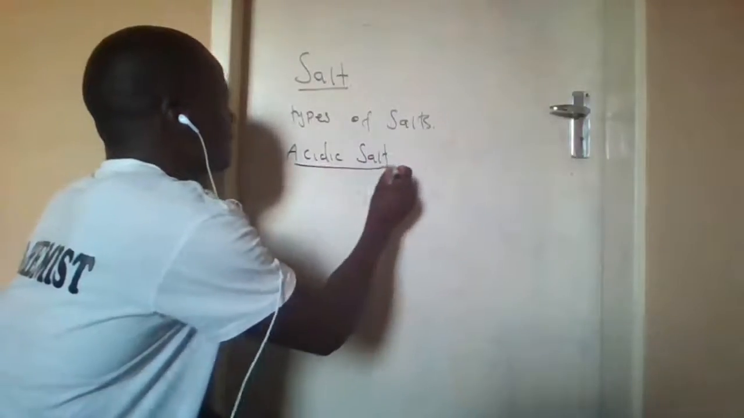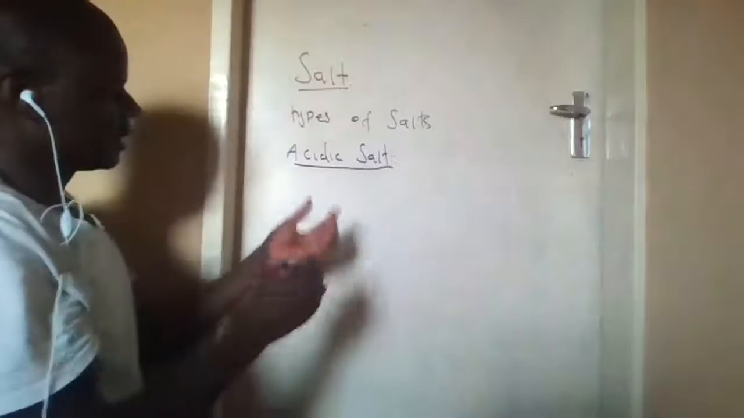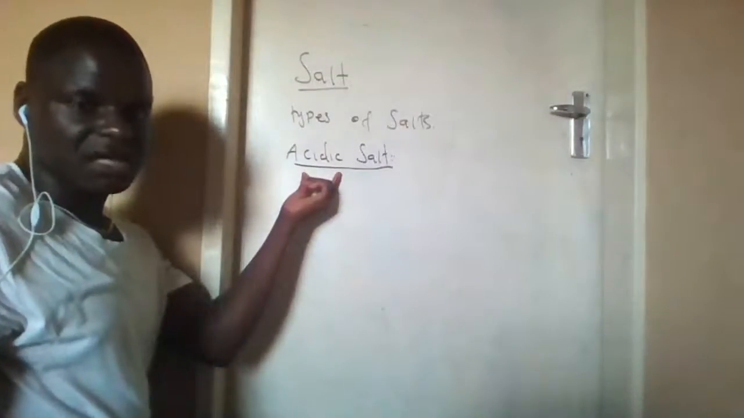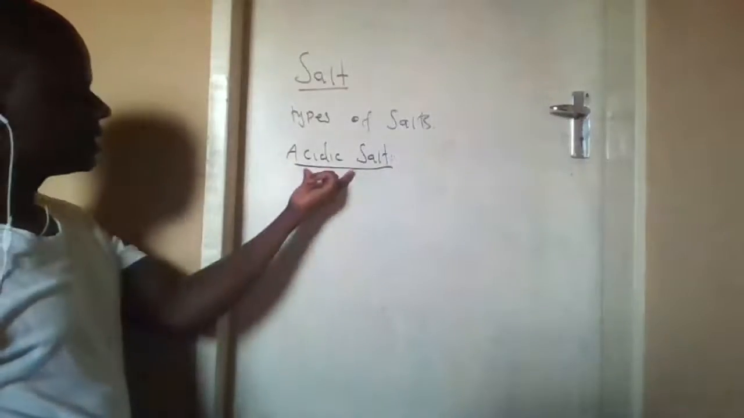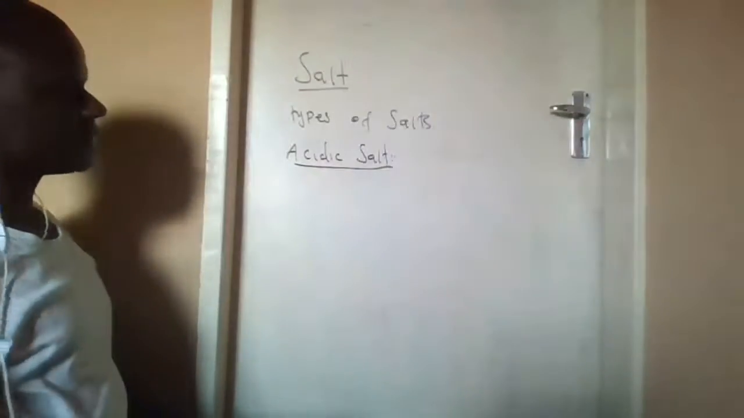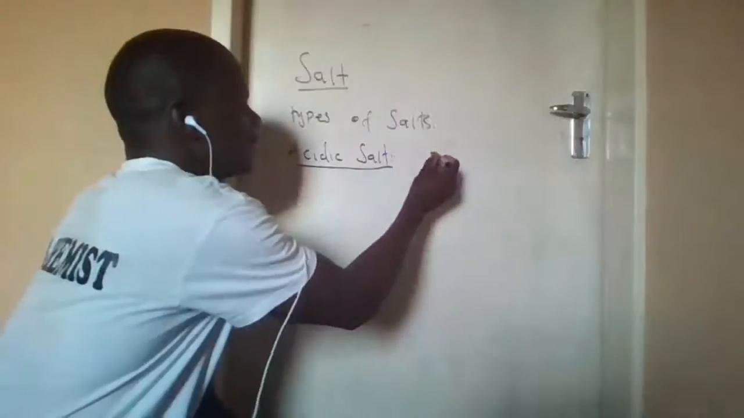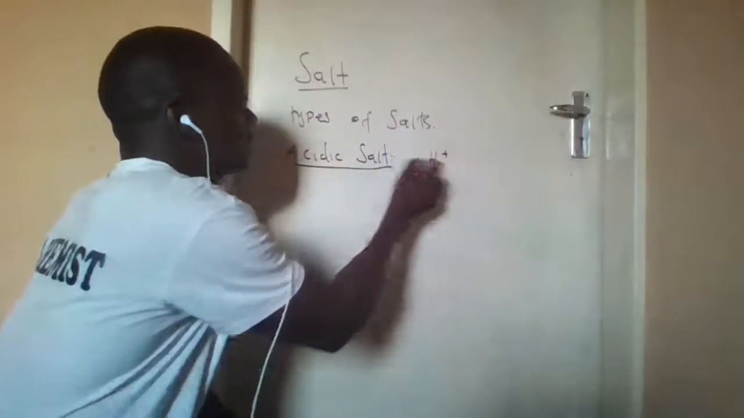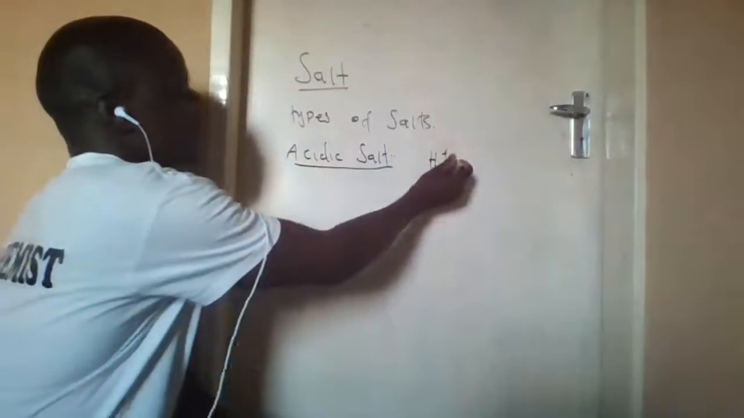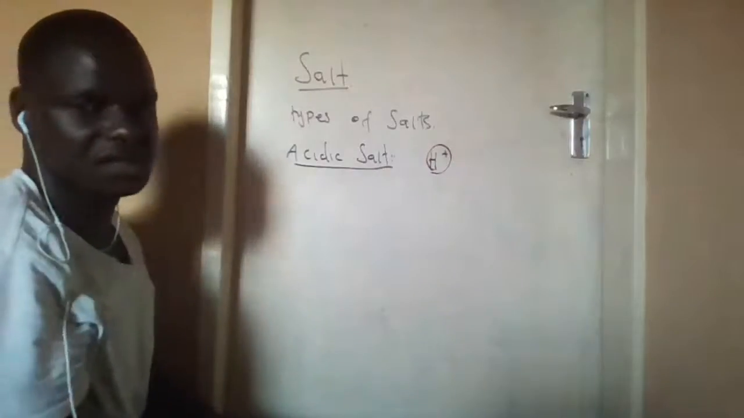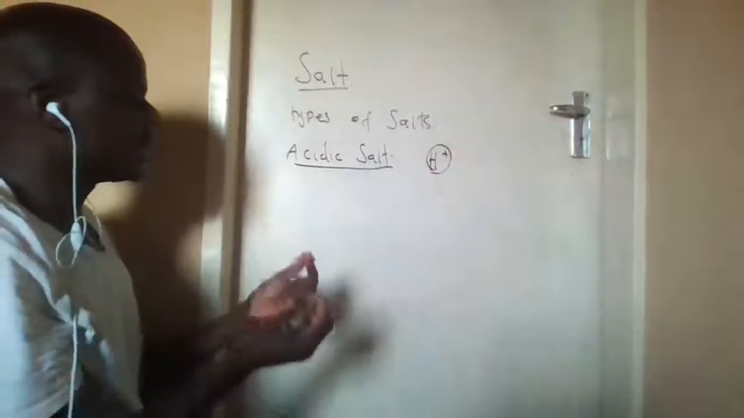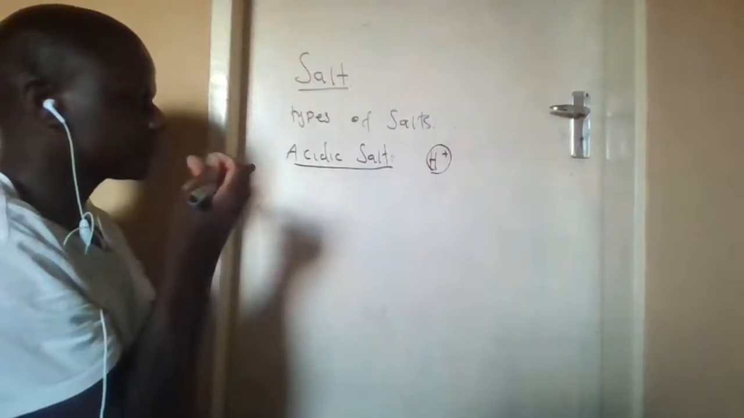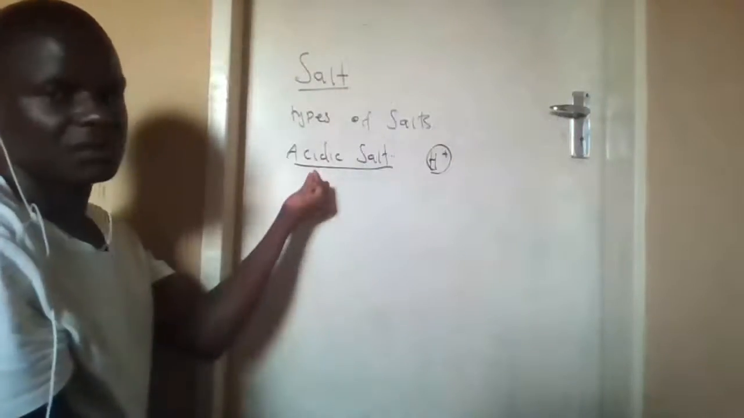But one thing you need to understand is that the ion responsible for the acidity of a substance is the hydrogen ion. So that means in these salts, we are likely to find the hydrogen atom present in the salt compound. Why? That is what gives the acidic property of this salt.